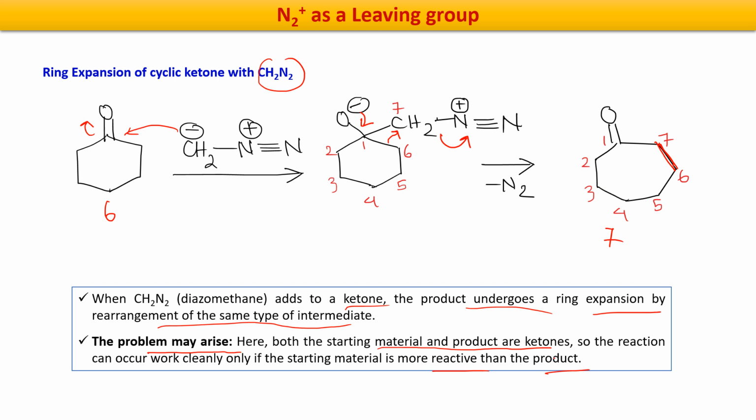Suppose the product is more reactive; in the presence of CH2, it can again come back to the starting material. So here we have taken cyclohexanone, and the final product is 7-membered, and as we know, a 6-membered ring cyclohexanone is more stable and more reactive than the other one. So that is why this reaction can occur cleanly. Fine. So this is the reason we can do this reaction in this way.